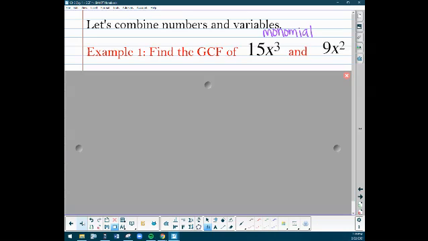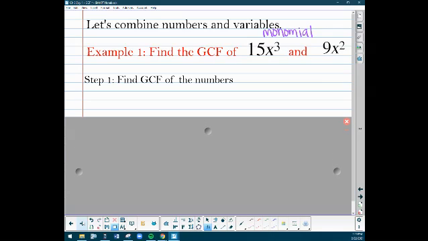It's part of our learning target, right? I can find the GCF between 2 monomials. Well, 15x to the third is just one term. That's a monomial. And 9x squared is one term. So that's a monomial. So in order to find the GCF, we're going to do it in 2 steps.